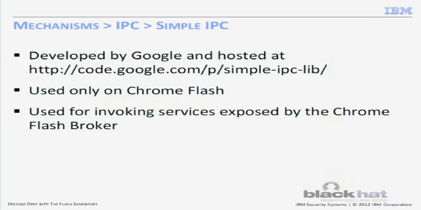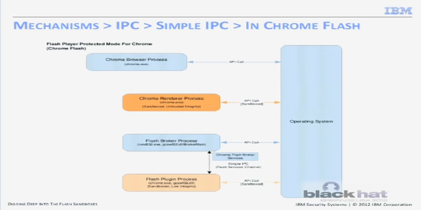The last IPC implementation we'll discuss is the Simple IPC. Simple IPC is also developed by Google and hosted at the link on the screen. It is only used in Chrome Flash and used for invoking services exposed by the Chrome Flash Broker. To visualize, there's a Simple IPC connection between the Flash Broker process and the Flash plugin process, and it is used for invoking services exposed by the Flash Broker process.